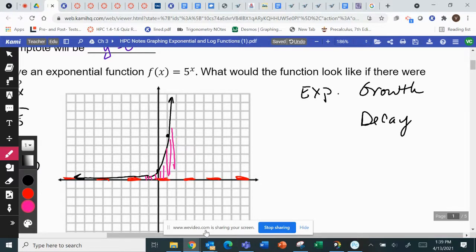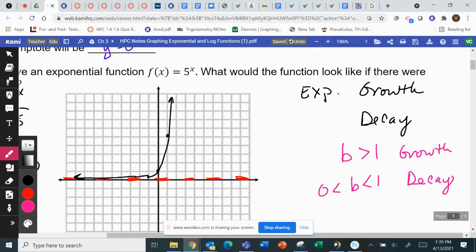Another way of looking at growth would be if the base is greater than 1, and if the base is between 1 and 0, it would be decay. But then when we start putting in transformations, it might mess things up a little bit. So we'll talk about that when we get to one of those questions. The transformations could mess things up, but this is just kind of basic.